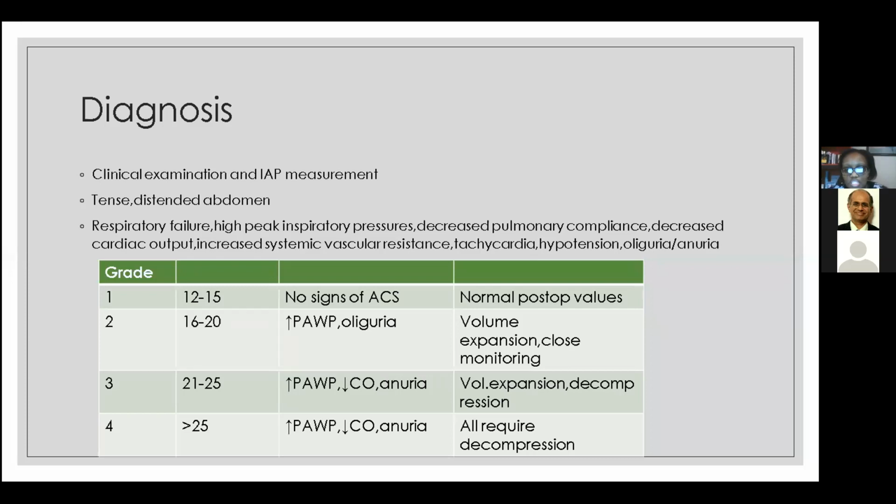And then as the pressures go up, these patients might need decompression. And with grade 4, as far as the recommendations, all of them require decompression either by laparotomy, or with the burns patients might need an escharotomy. And then there have been recommendations for doing a percutaneous drainage if there is a tense ascites.